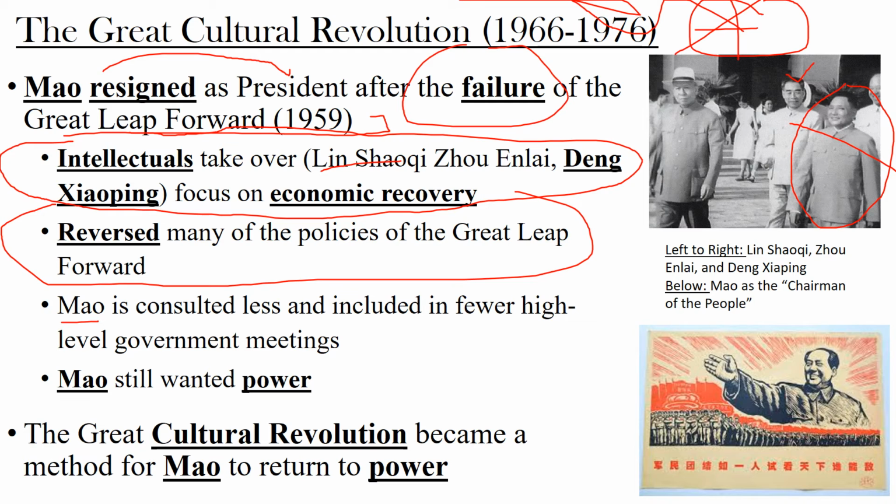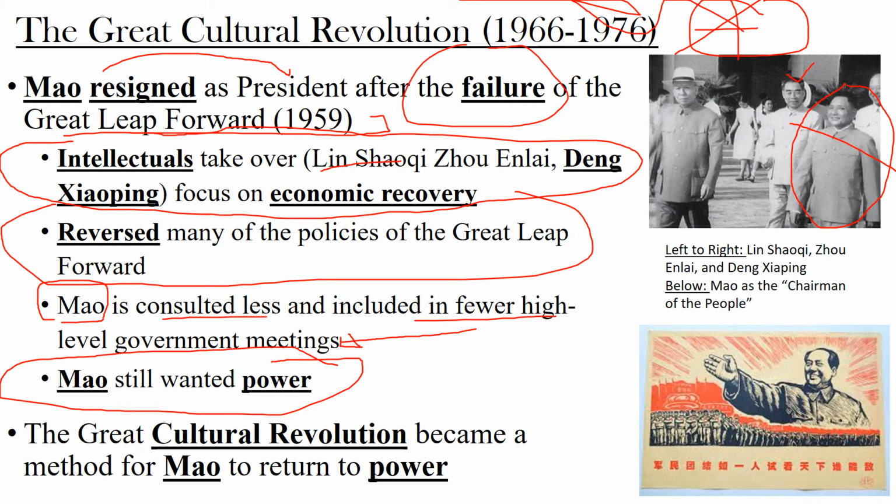And Mao, even though he's acknowledged as the savior of the Communist Party, is consulted less and included in fewer and fewer high level government meetings. And Mao really, really, really resents this. Mao sees himself like, I saved the Communist Party. I led us through our darkest times. I should be the chairman of the people. I should be in charge. And so he engineers what's known as the Great Cultural Revolution.